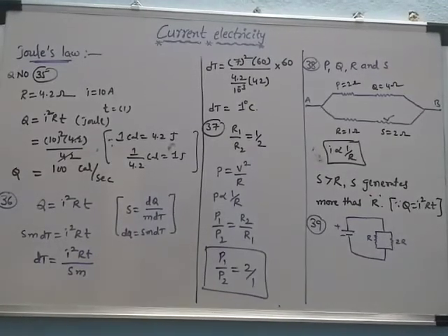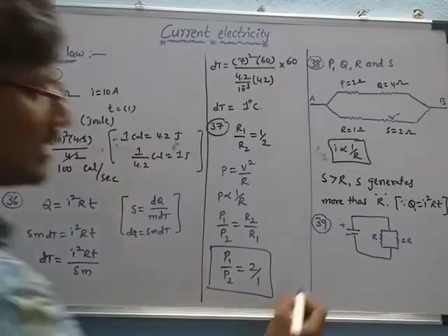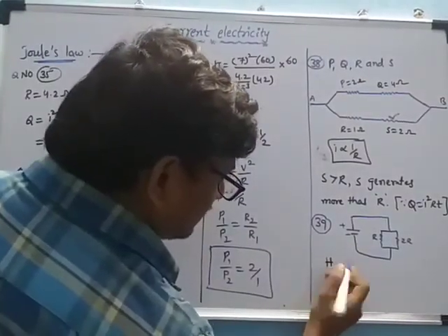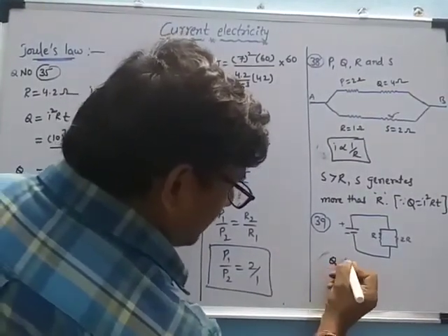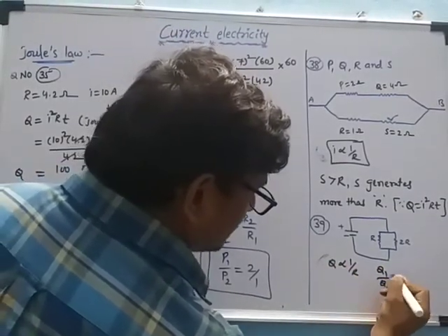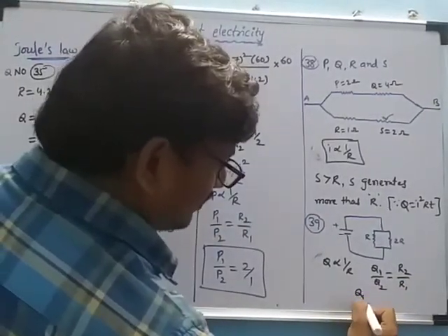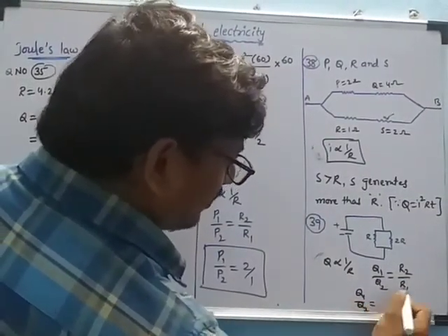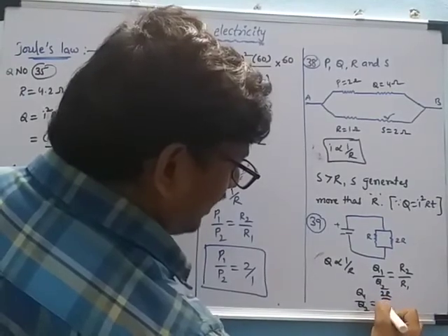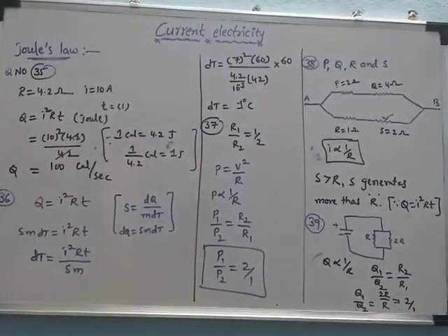Heat generated: we know the formula, the heat Q is inversely proportional to resistance. Taking Q1 by Q2 is equal to R2 by R1. See right here, Q1 by Q2 is equal to R2, that is 2R by R, that is equal to 2 by 1. Say the ratio is 2 is to 1.